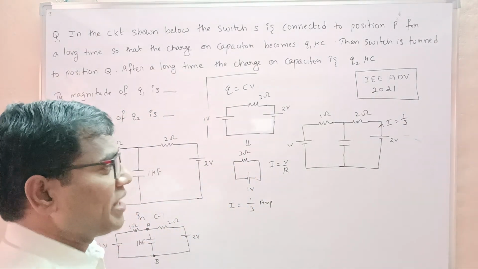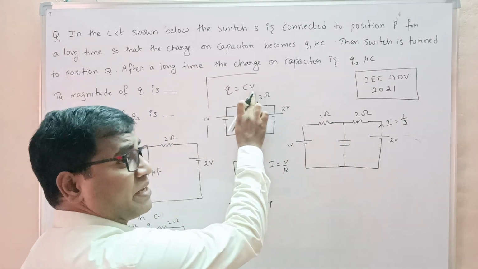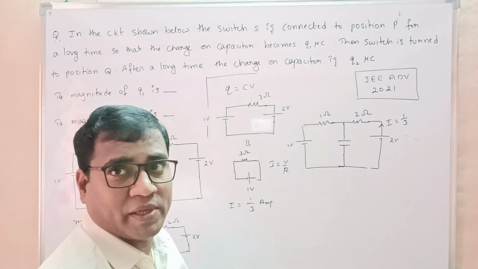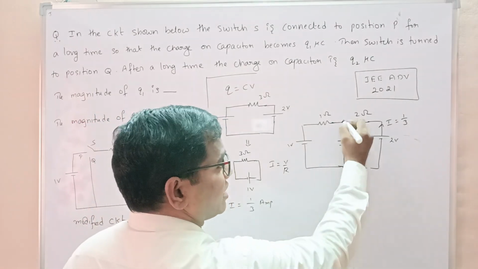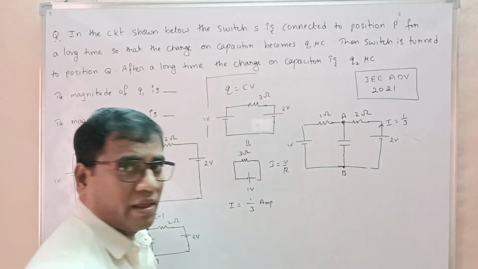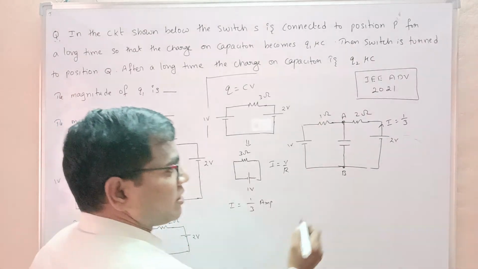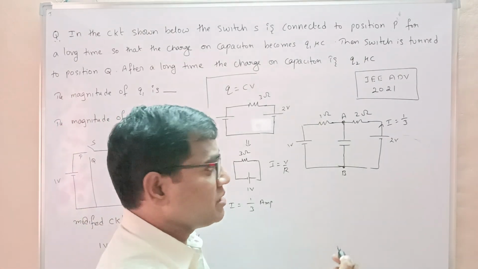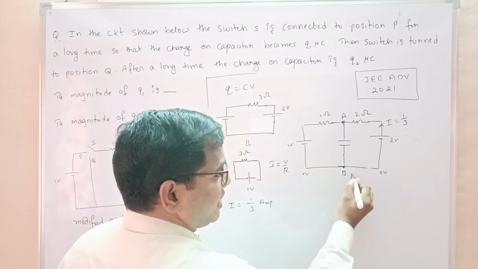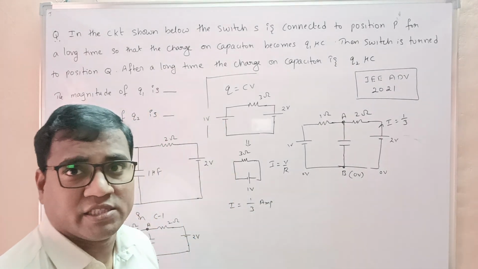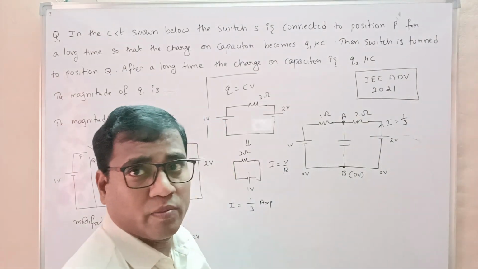Now our target is to find the charge on this capacitor. To find the charge Q, we have to calculate V, the potential across the capacitor. I will write these points as A and B, and the potential difference across the capacitor is between A and B. Now see how to find the potentials at A and B. This point is 0 volt, and hence B is also at 0 volt. Now we have to find the value of A.